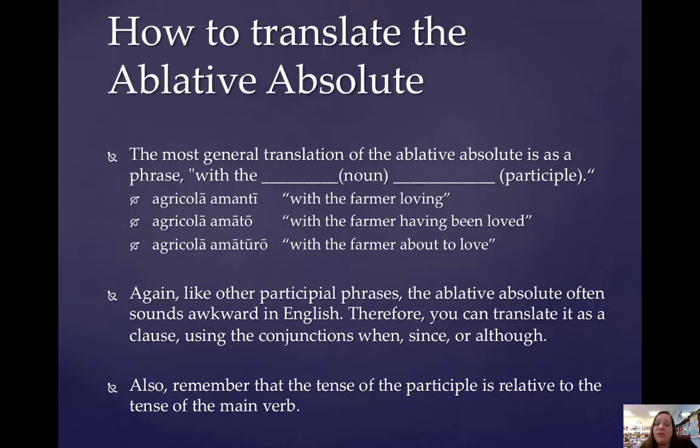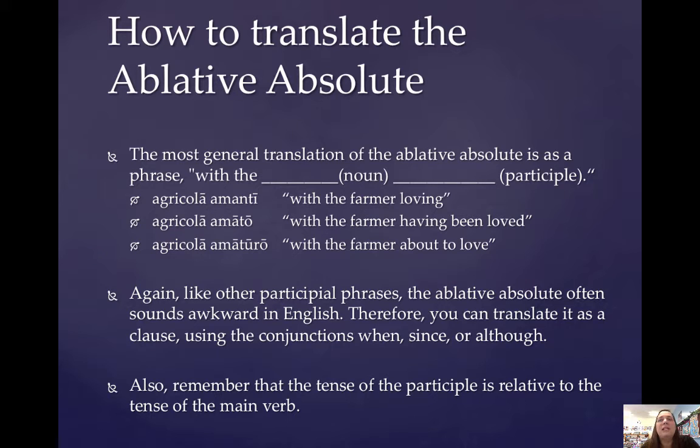So I'll give you a couple examples of how to do it. Here are 3 examples of an ablative absolute. We have our ablative noun, agricola, and then we have a present active participle, amanti, a perfect passive, amato, and a future active, amaturo, okay? So the most basic way to translate agricola amanti is with the farmer loving, because we're translating that present active participle as a present active participle. Agricola amato, with the farmer having been loved, and agricola amaturo, with the farmer about to love.